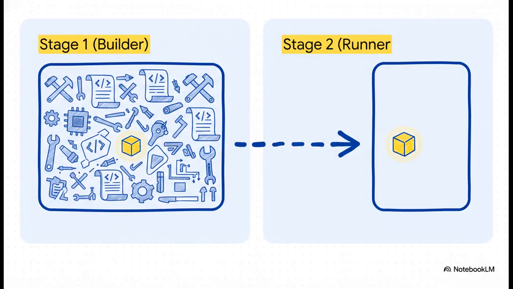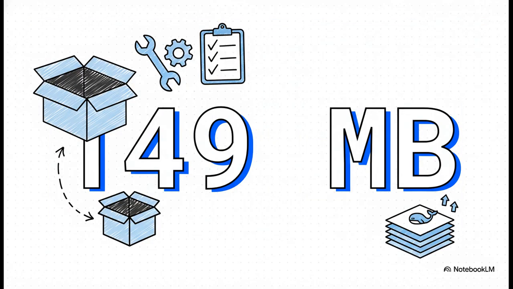And this visual really shows the power of this approach. Stage 1, our builder, uses a full-sized image with all the compilers and tools it needs to do the heavy lifting. Then, Stage 2 starts completely fresh with a minimal Alpine image and simply copies the finished application from the builder. The entire messy build environment just gets thrown away. And the final result? A production-perfect image at just 149 megabytes.